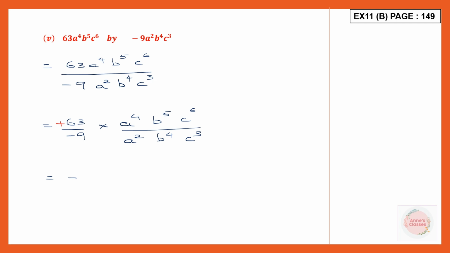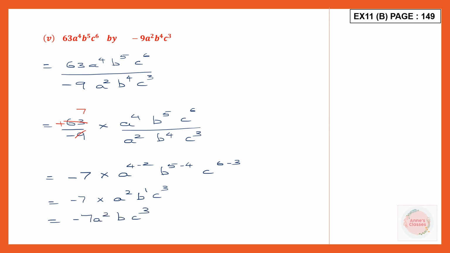Now let's cancel 9 and 63. 9 sevens are 63. So here we get 7 into a to the power of 4 minus 2, b to the power of 5 minus 4 and c to the power of 6 minus 3. So minus 7 into a to the power of 2, b to the power of 1 and c to the power of 3. So this becomes minus 7 a square b c cubed. So this is your final answer.